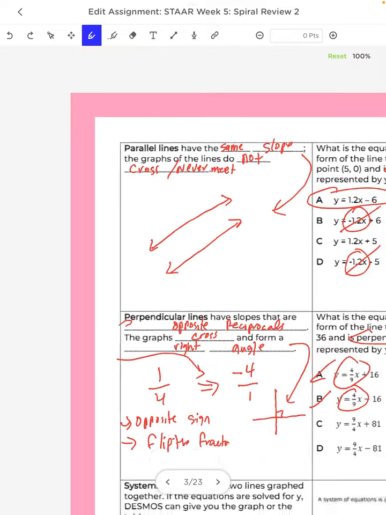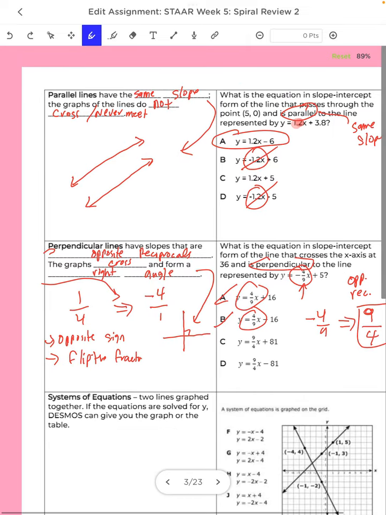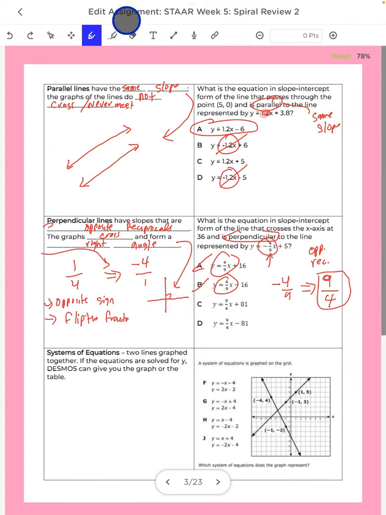All right, so let's keep it moving. All right, so here's what we want to remember on these two. Okay, so parallel lines have the same slope. Okay, so go ahead and draw these two lines. So if we have two lines like that, we know that they never cross, they never meet. Okay, so that's called parallel lines. So it says over here, which equation in slope-intercept form passes through this point 5, 0 and is parallel? Okay, so parallel means the same slope, right? So if it's 1.2, we know it has to have the answer that has positive 1.2 in the front. So we know that one can't be correct, right? And we know that one can't be correct.